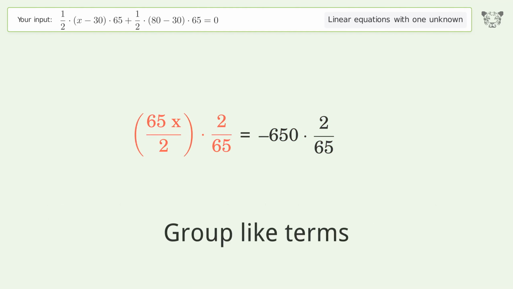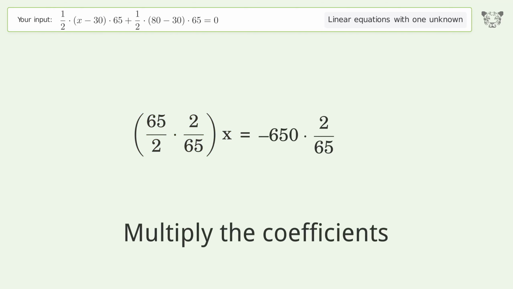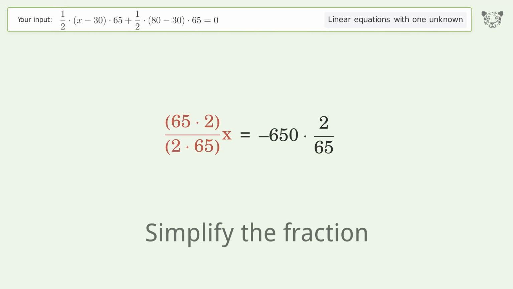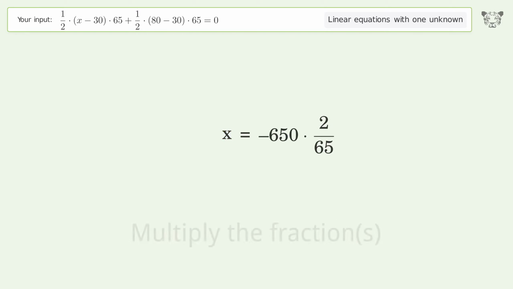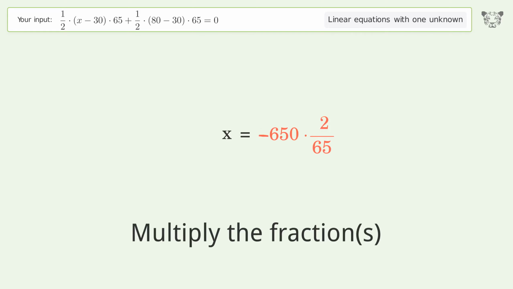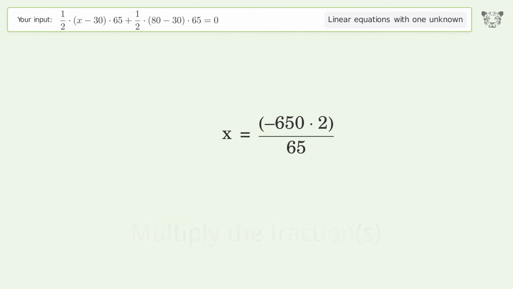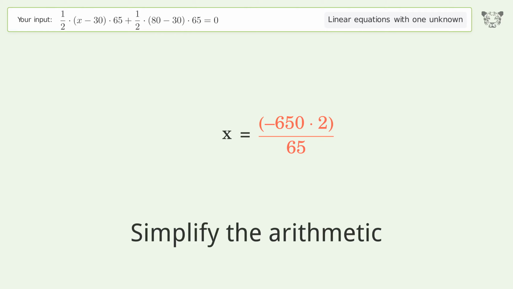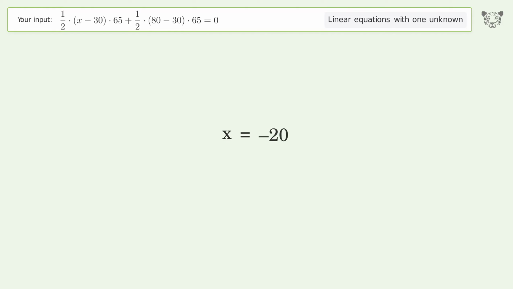Group like terms. Multiply the coefficients. Simplify the fraction. Multiply the fractions. Simplify the arithmetic. And so the final result is x equals -20.